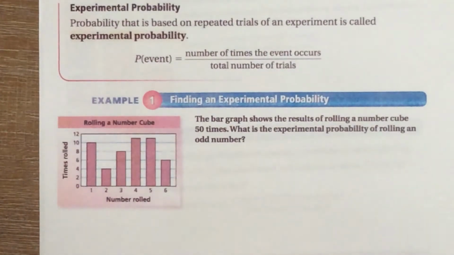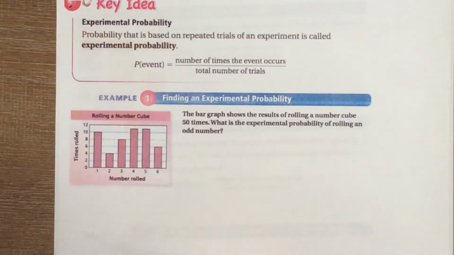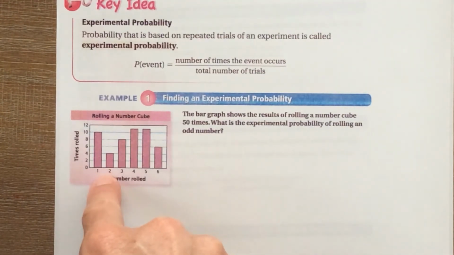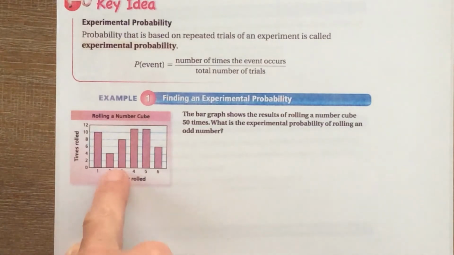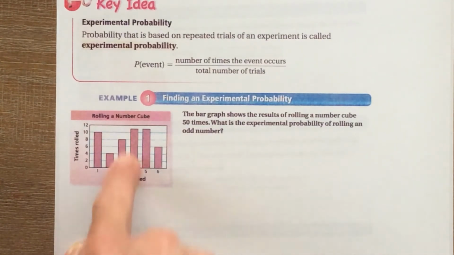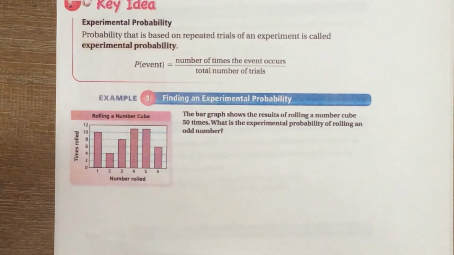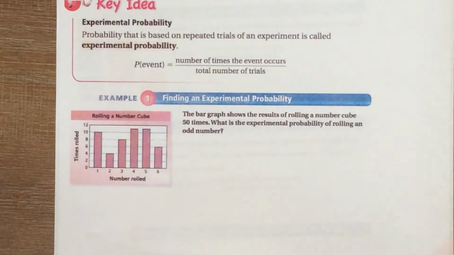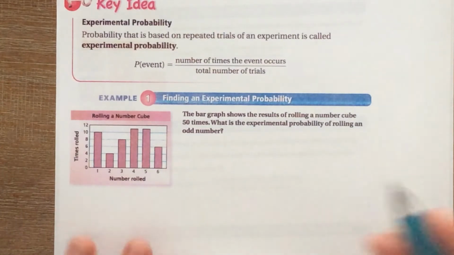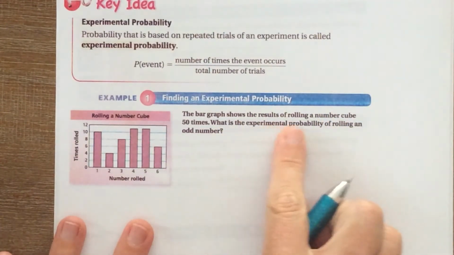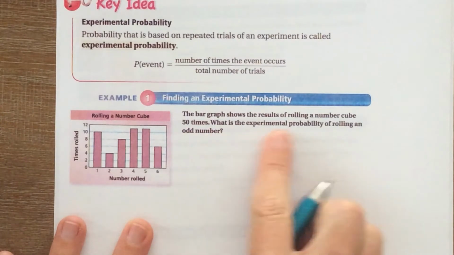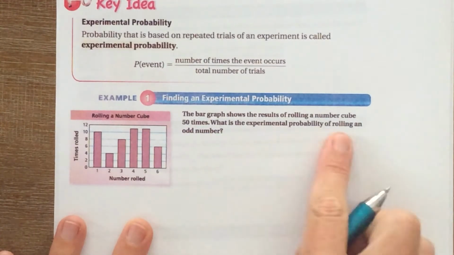All right, so if I look down here at this example, they took this idea of rolling a number cube, and you could see they landed on number 1 10 times, on number 2 4 times, on number 3 8 times, on number 4 11 times, and so on, okay? So it wasn't all equal, but if you look at it, you can see there were 50 total trials, okay? So the bar graph shows the results of rolling a number cube 50 times. What is the experimental probability of rolling an odd number?